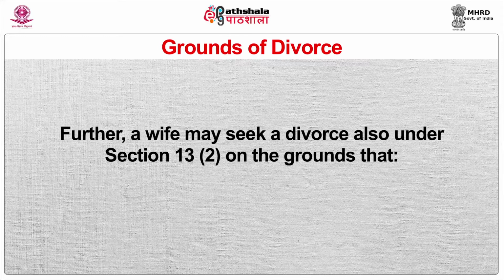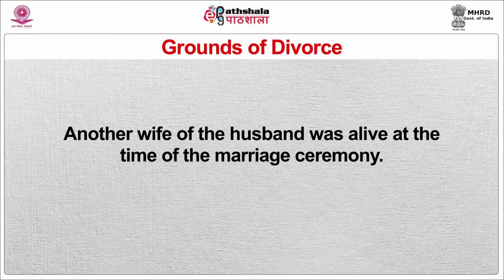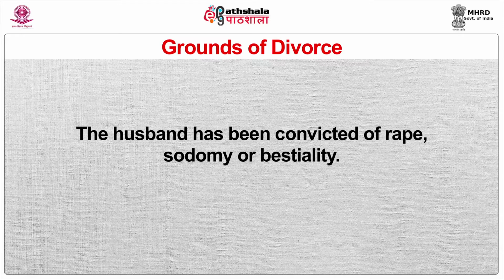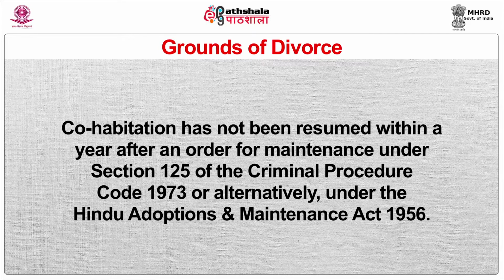Further, a wife may seek a divorce also under Section 13(2) on the grounds that 1. Another wife of the husband was alive at the time of the marriage ceremony; 2. The husband has been convicted of rape, sodomy, or bestiality; or 3. Cohabitation has not been resumed within a year after an order for maintenance under Section 125 of the Criminal Code of Procedure; or, alternatively, under the Hindu Adoption and Maintenance Act from 1956. If a wife was not a major when she married and wishes to repudiate the marriage before attaining the age of 18, a decree for separation may also be given.